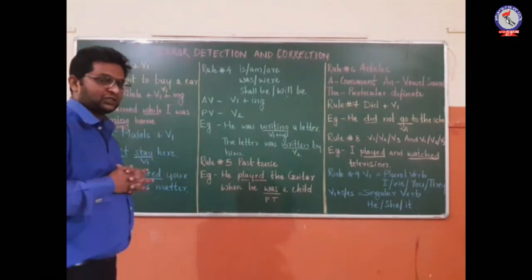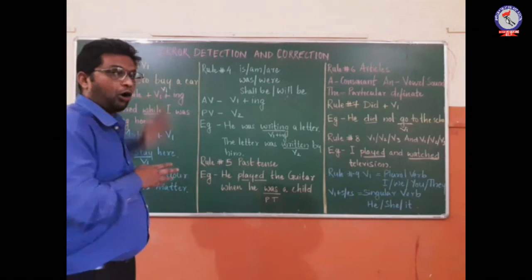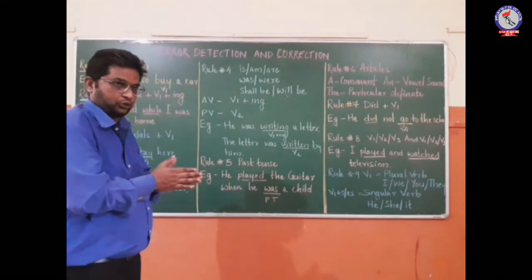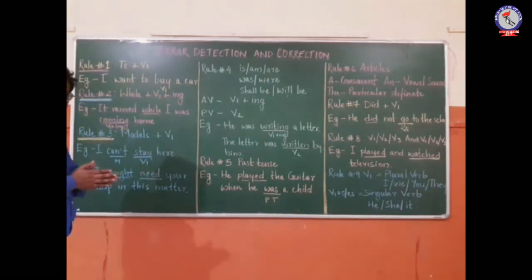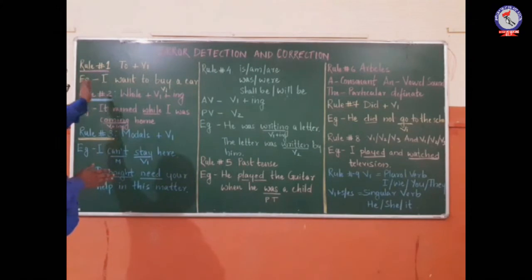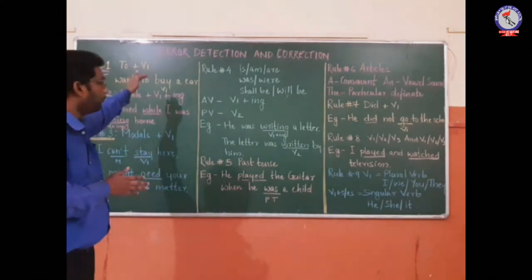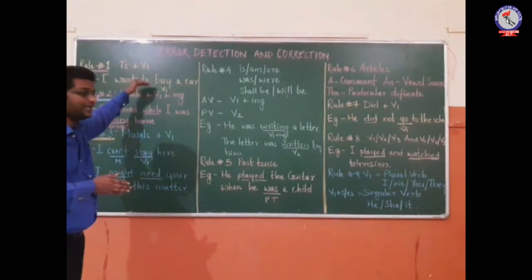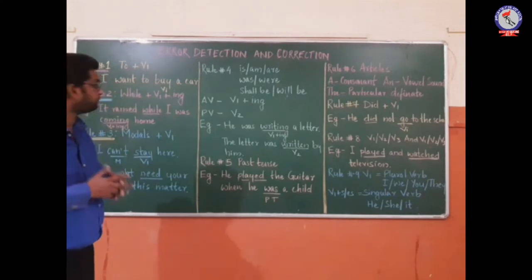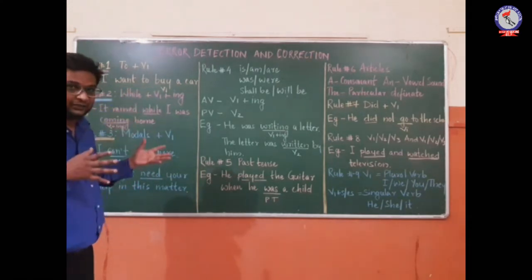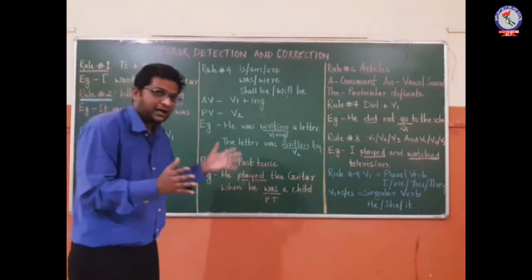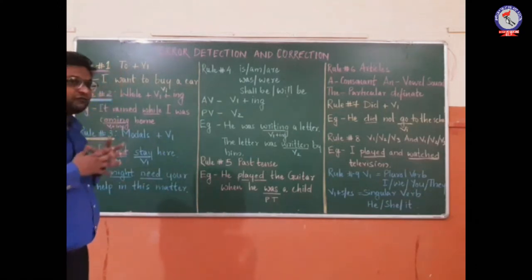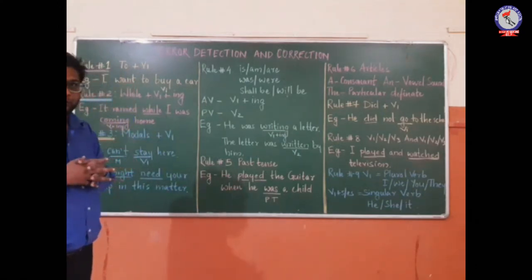Rule number 1 says that with "to", always the first form of verb will be used. See here an example for better comprehension. I want to buy a car. You see here, with "to", we have used the first form of verb, buy. So always keep in mind, wherever you come across "to", we will employ the first form of verb.